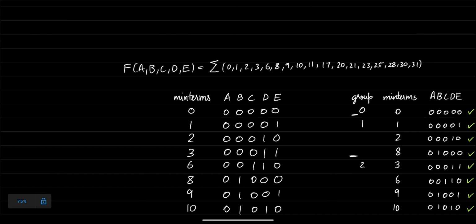So that was Quine-McCluskey method for 3, 4, and 5 variables. I hope you understood it. If you want to practice this, you can of course take the K-map questions that you have been given and solve them using Quine-McCluskey method, and hopefully it'll be much clearer then.